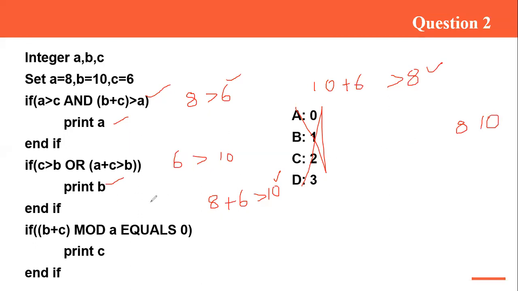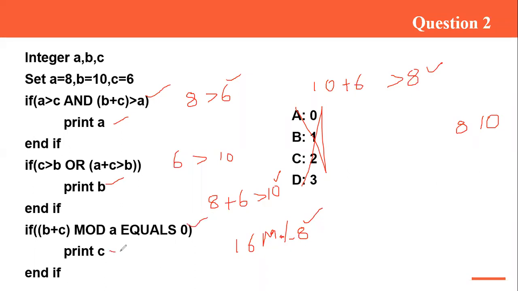Okay, 10 also got printed. And we have to check the third one also. What is the third one? B plus C mod A equals 0. That means B plus C, is it divisible by A or not? We have to check. What is B? 10. And C is 6. 10 plus 6 is 16. 16 mod A. A is 8. Is it divisible? Yes, it is divisible because 16 is 8 twos. It is divisible. That means this is also true.